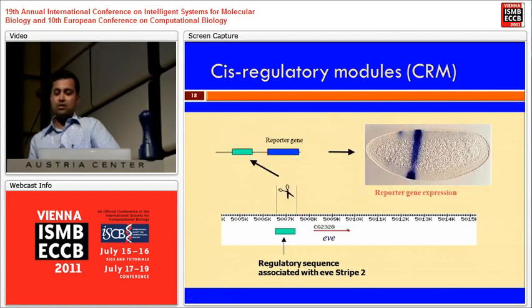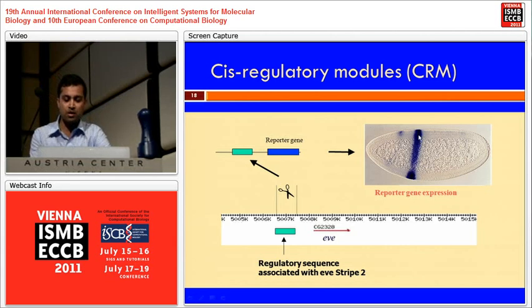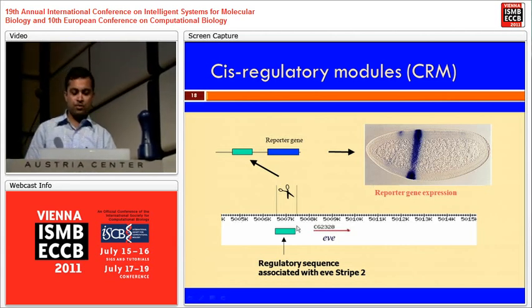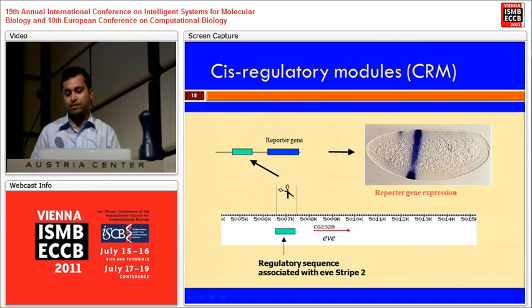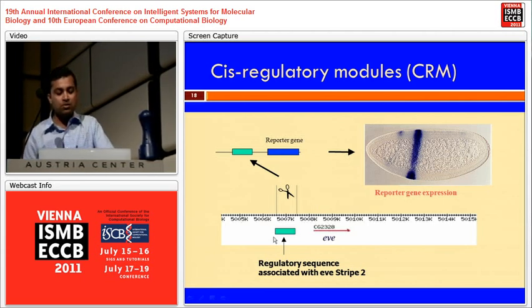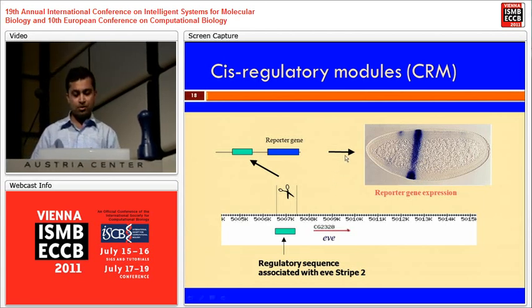And these are called cis-regulatory modules. Why modules? Because if you cut this piece out and attach it to a reporter gene, it'll recapitulate the stripe 2 expression. And so the information about this expression pattern, the fact that the gene will be expressed at this interval along the axis, is included in the binding sites within this piece of sequence. That's why these are called modules. I'll be calling them CRMs.